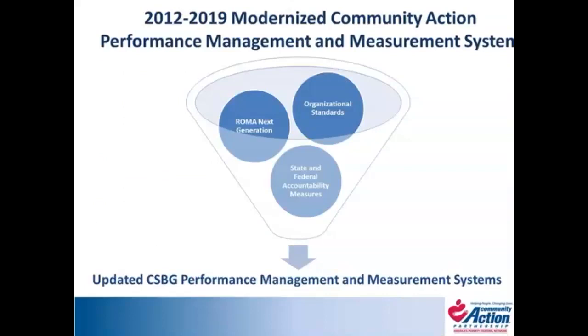And over the next couple of years, between all the work of the national partners, the local agencies, state offices, and state associations, there was a call to say, let's put our money where our mouth is. We're going to develop a set of organizational standards for our network. We're going to develop some state accountability measures for our state partners. We're going to develop accountability measures for our federal partners. And we're going to modernize ROMA, the Results-Oriented Management and Accountability System. And we did exactly that.